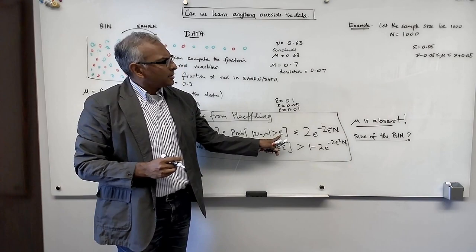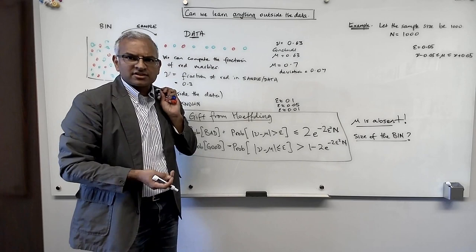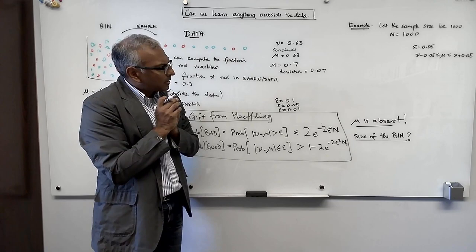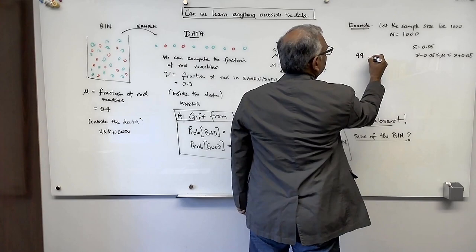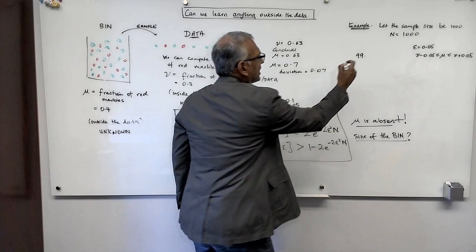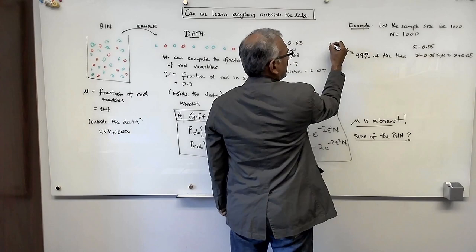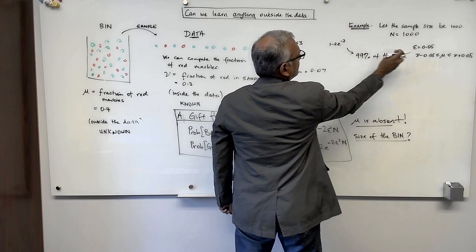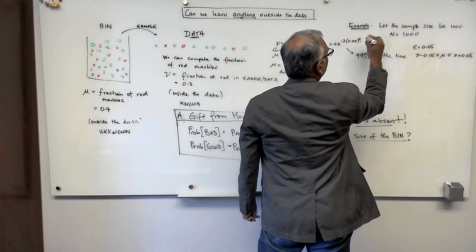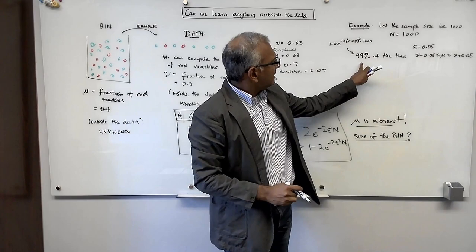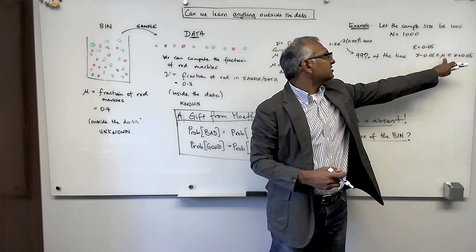Then when I run the experiment and I get my sample of size 1,000, and I look at the fraction of red marbles, i.e. I compute nu, this will be the case 99% of the time. So this is a good thing. This number is 1 minus twice e to the minus twice 0.05 squared times 1,000, and you can just compute it. You'll find that 99% of the time, when I observe nu, it'll be the case that mu is within 0.05 of the observed nu.